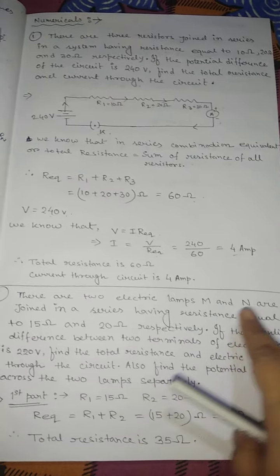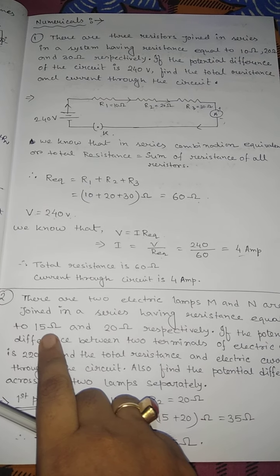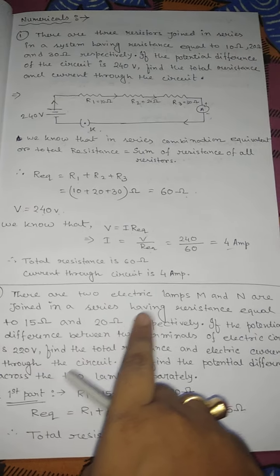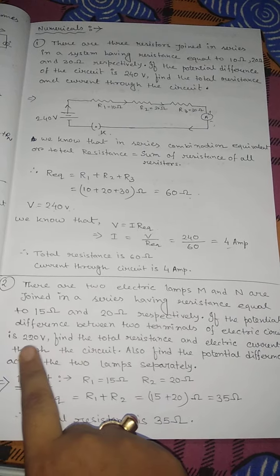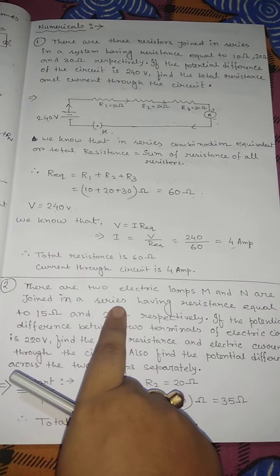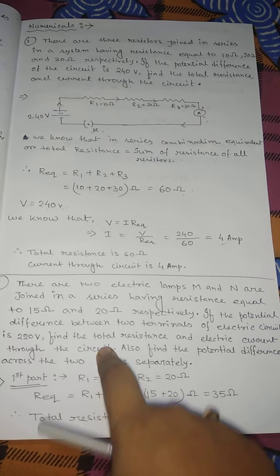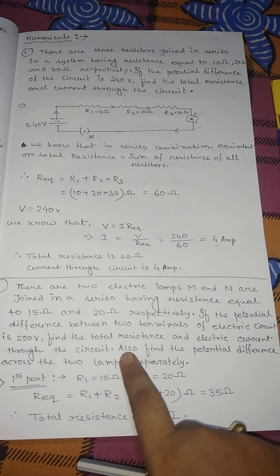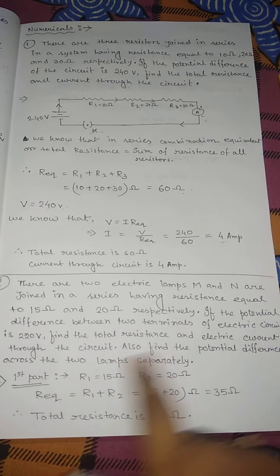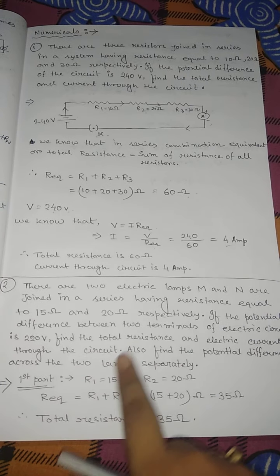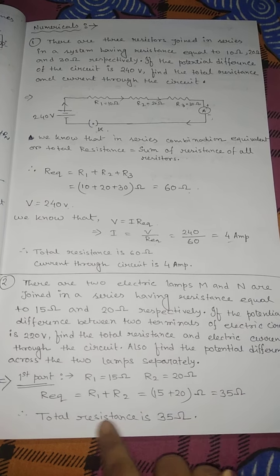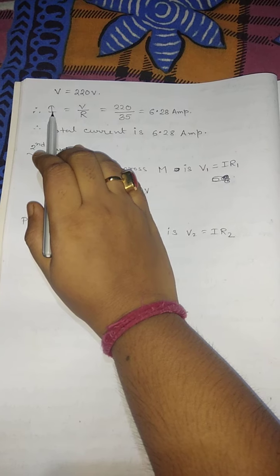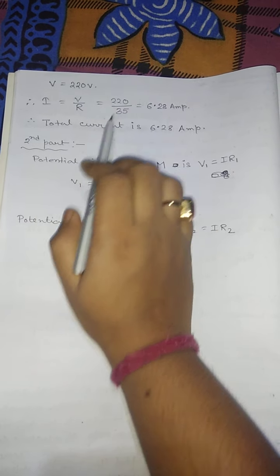And in this one, two lamps M and N having resistances 15 ohm and 20 ohm are connected in series. If the potential difference between the two terminals of the electric circuit is 220 volt, find the total resistance, this plus this, and the electric current through the circuit, same as the first one. But it also has a second part: also find the potential difference across the two lamps separately. So for the first part, total resistance is 15 plus 20, 35. Total resistance we get, and we have V 220 volt. So we easily get I equals this divided by this, and we get the total current.